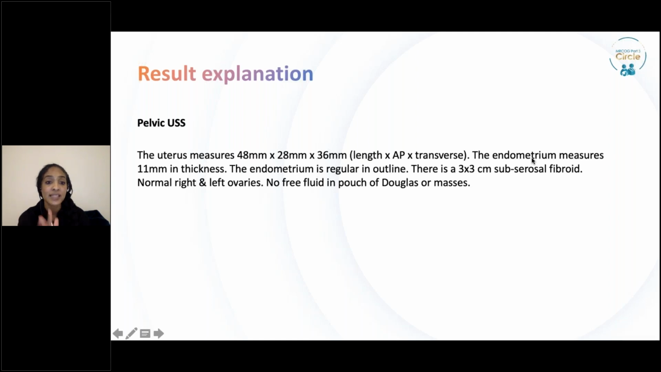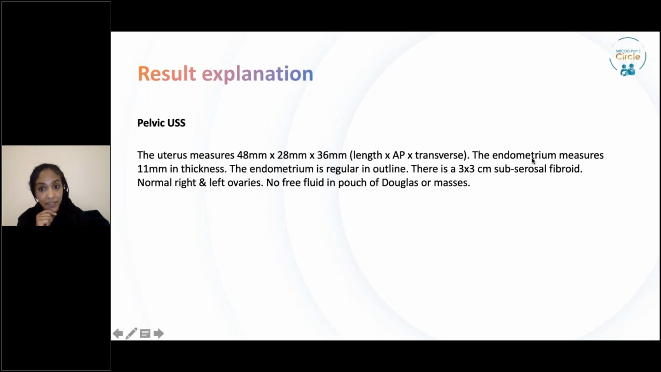The other things that the scan looked for was the size of your womb, which was fine. They noted a small fibroid, 3 centimeters, but it has no significance. It's just on the top, on the outer lining of your womb. So it's of no concern. Both your ovaries are fine as well.